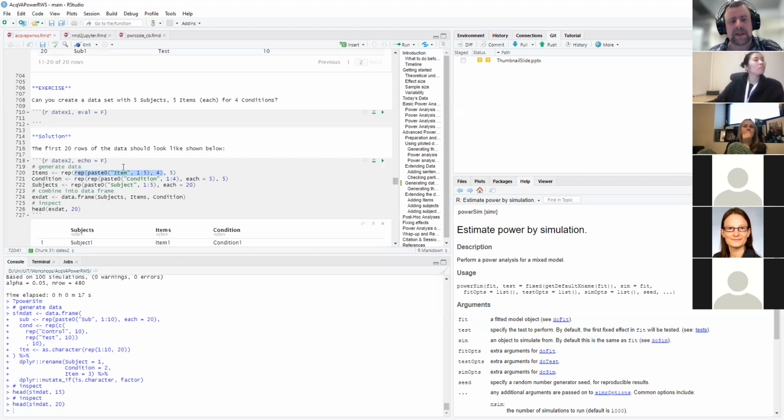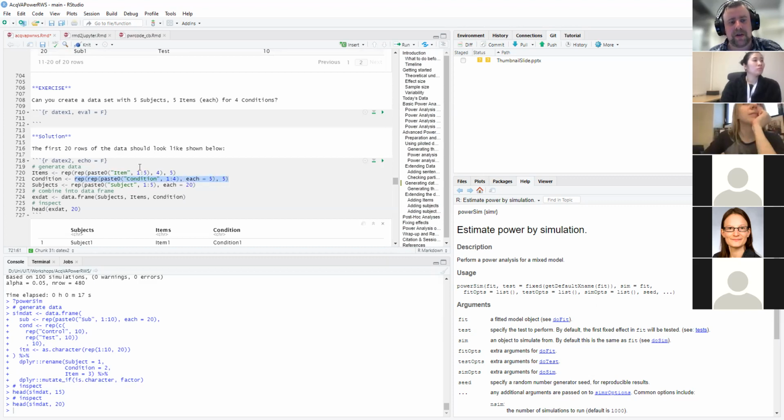So 4 times item 1 to 5, and then I repeat that 5 times, right? So rep always means repeat something, and the second part of the argument is always the number. For condition, I wanted to first repeat condition 1 to 4 pasted together, each 5 times. So you have condition 1, condition 1, condition 1, condition 1, condition 2, condition 2, condition 2, condition 2, and so on. And then repeat that 5 times.